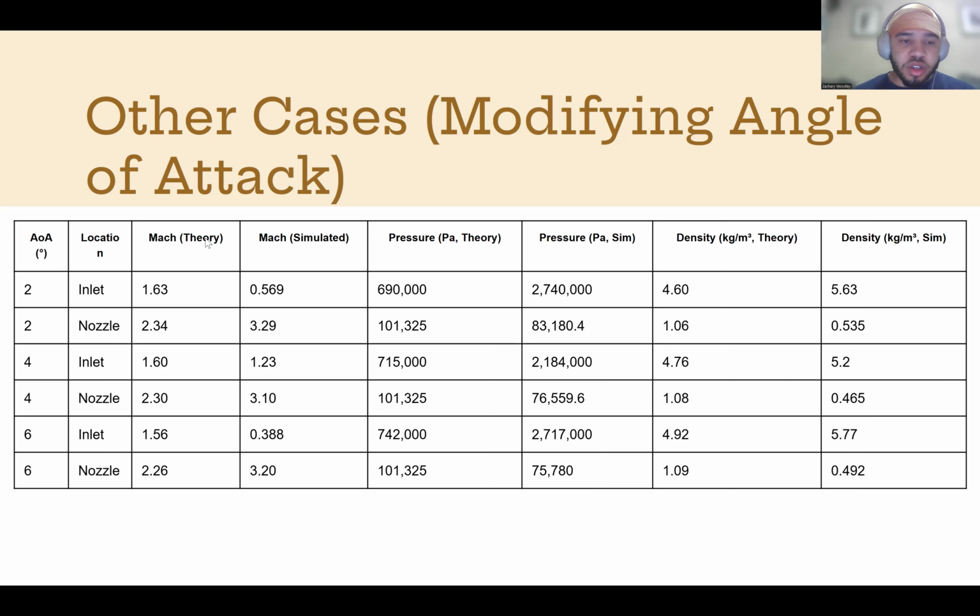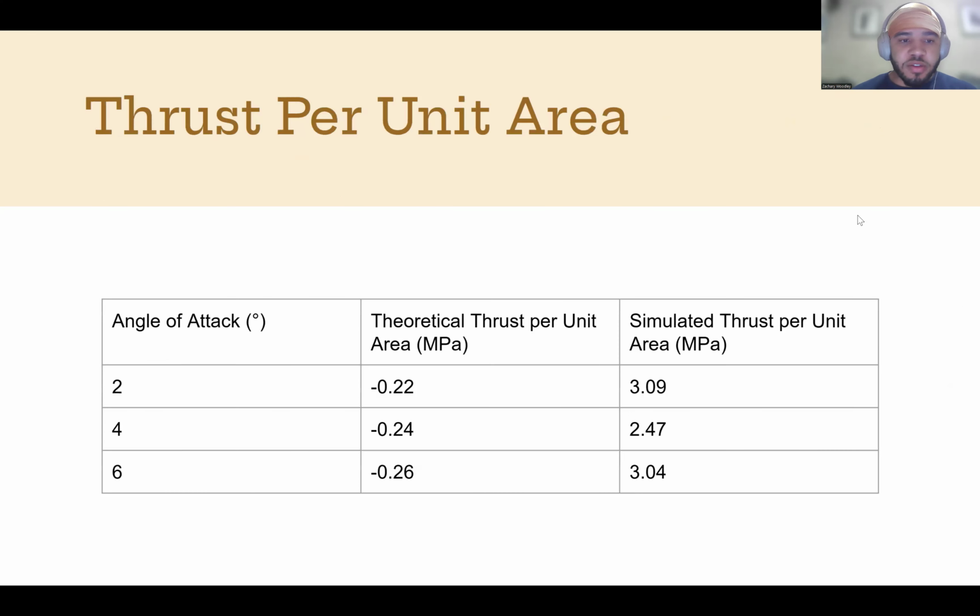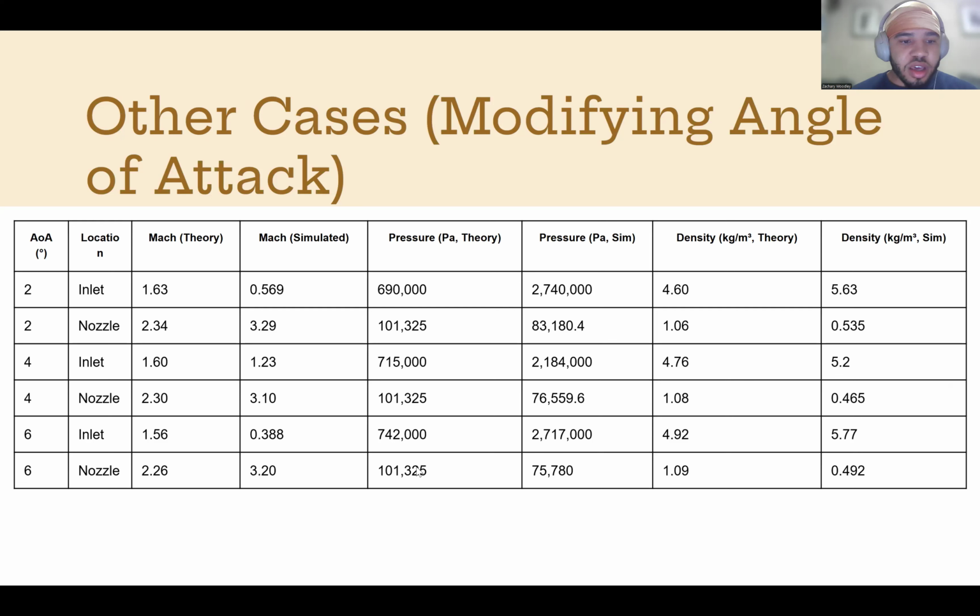So we calculated the Mach for the theory and the simulated, pressure for theory and simulated, and density for theory and simulated. And then after that, we were able to calculate the thrust per unit area for each angle of attack. We got negative 0.22 at 2, and then simulated 3.09. For 4, negative 0.24 and 2.47, and for 6, negative 0.26 and 3.047. And yeah, that's what we were able to get.